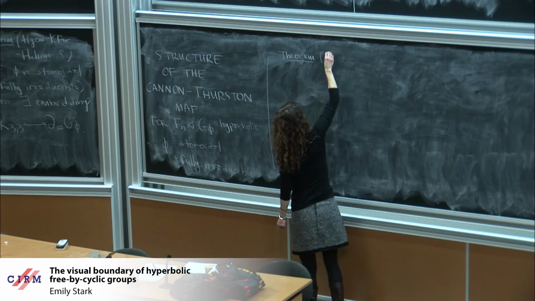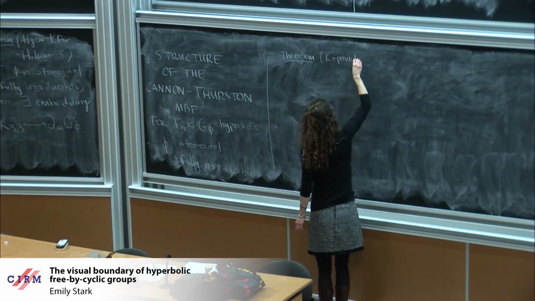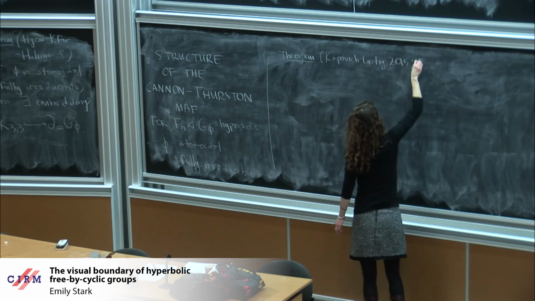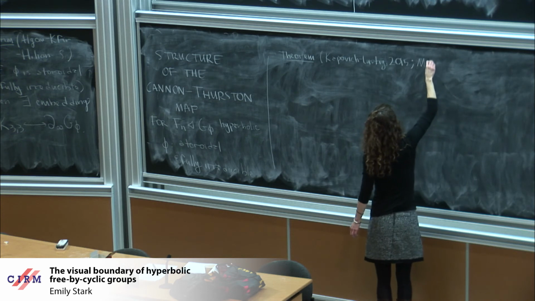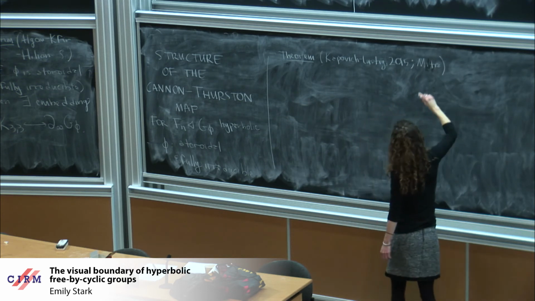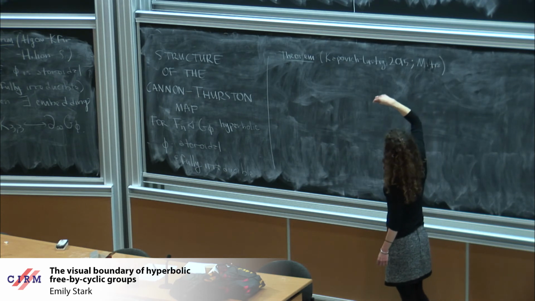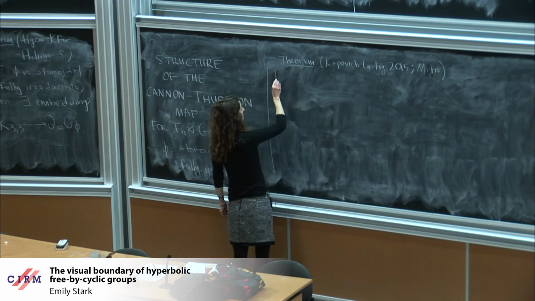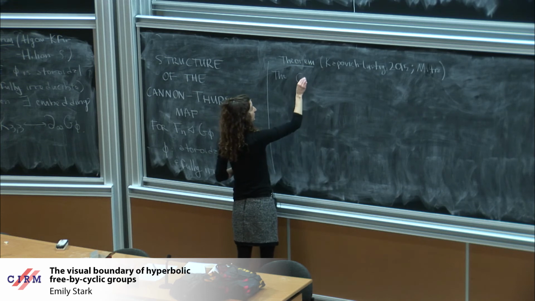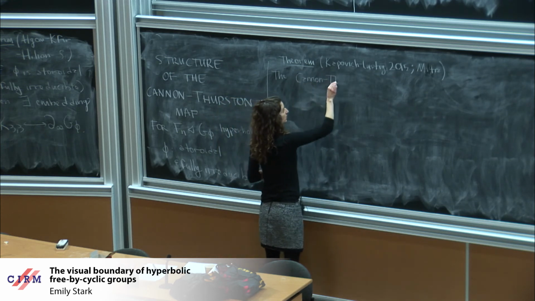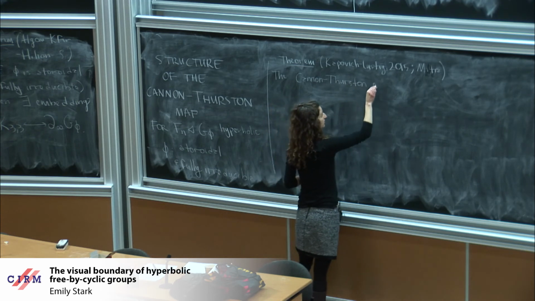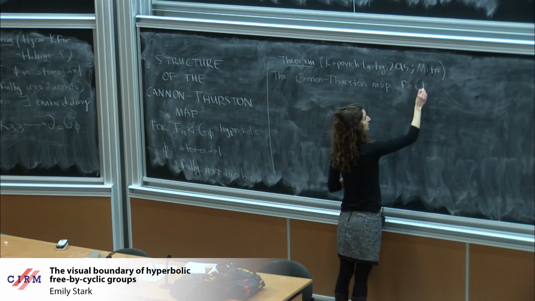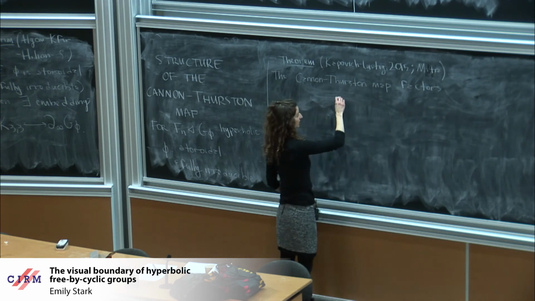So this is due to Kapovich and Lustig from 2015, using work of Mahan MJ on ending laminations for normal subgroups of hyperbolic groups. They prove the following. They show that in this setting, the Cannon-Thurston map from the boundary of the free group to the boundary of the free-by-cyclic group factors as follows.